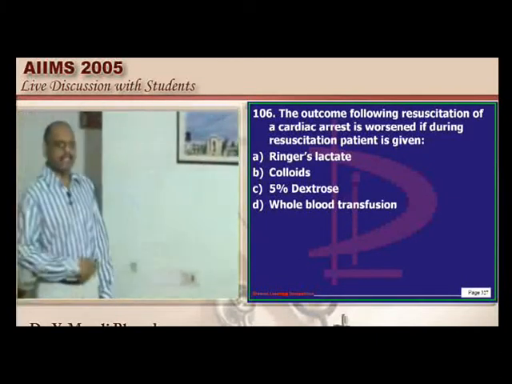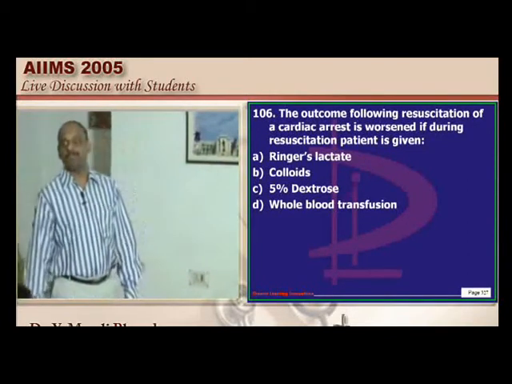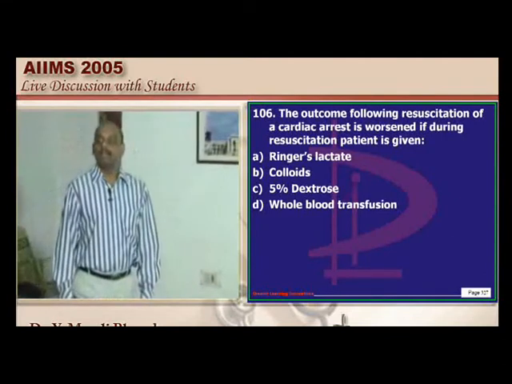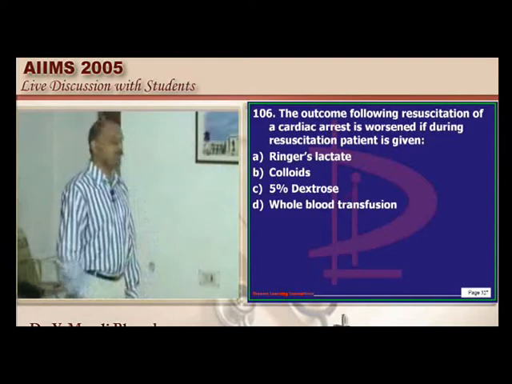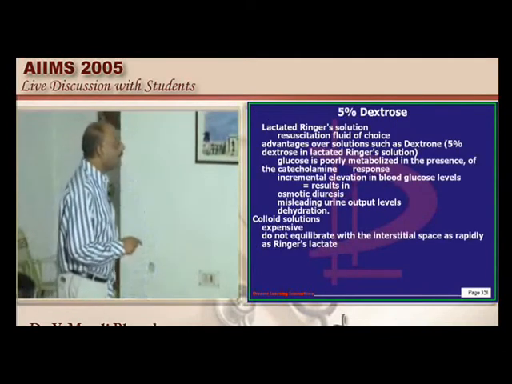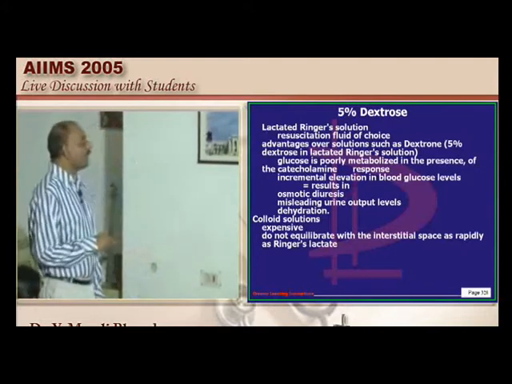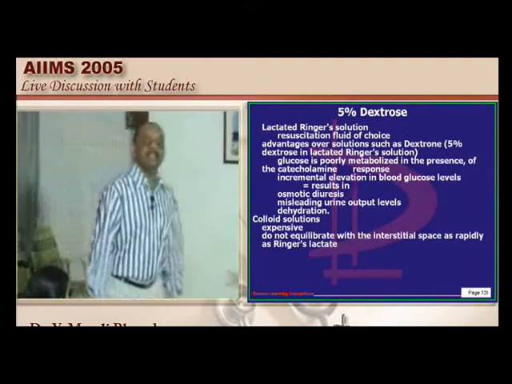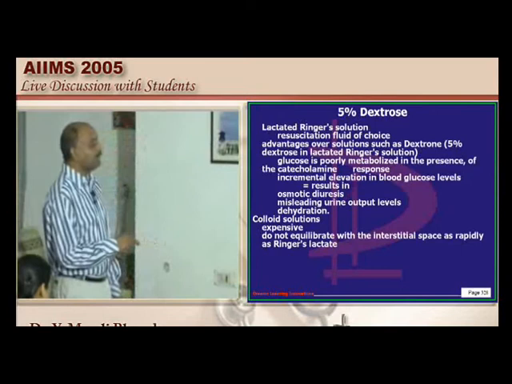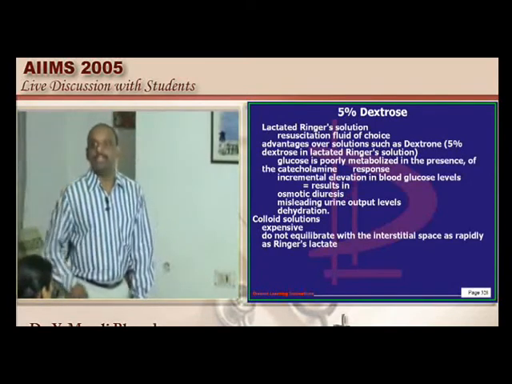For the cardiac arrest, they become worsened if you give which of these fluids? Okay, I would like to ask a question. Of all these fluids, which can be considered the fluid of choice for the resuscitation of a patient with cardiac arrest, doctor? Undoubtedly, it is the lactated Ringer solution, which is the resuscitation fluid of choice. And it has a lot of advantages over 5% dextrose. Why? Because dextrose is poorly metabolized in the presence of high catecholamine levels, which will be there in a patient who is in shock.